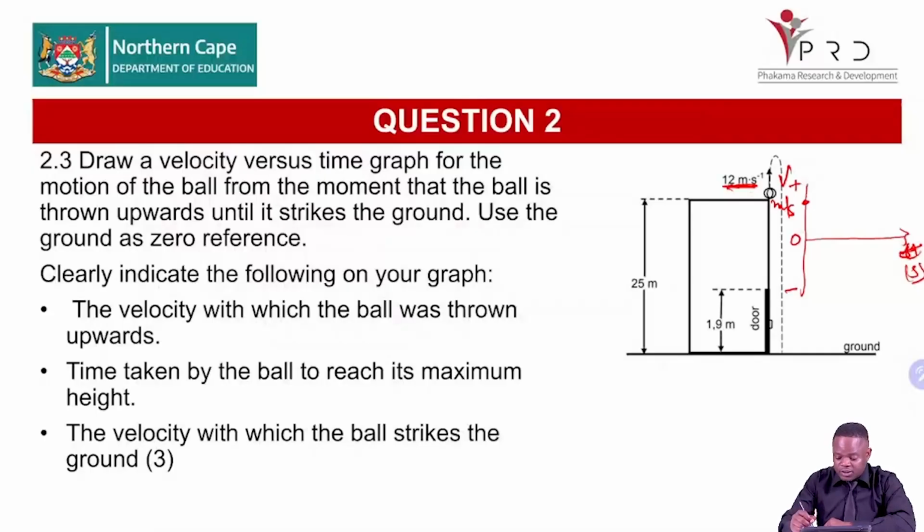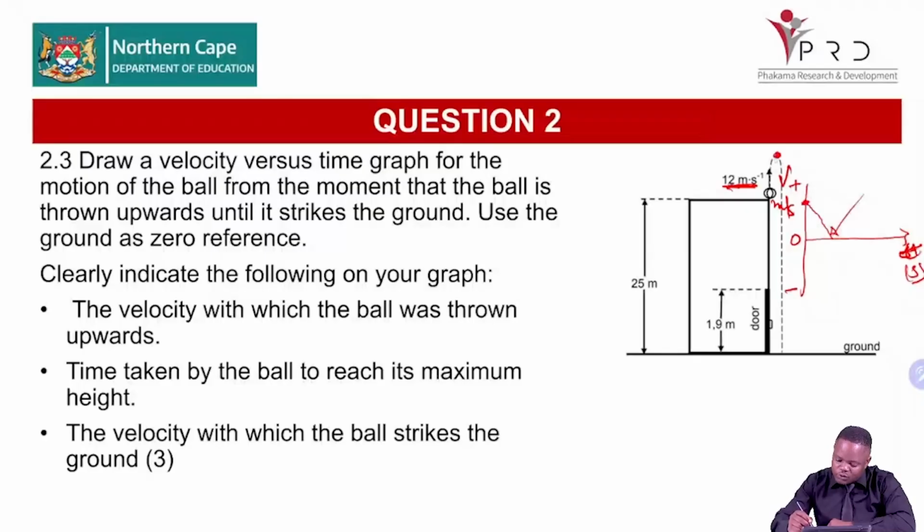As the ball is projected upwards, what did we say? The velocity decreases until it reaches 0, there, at the maximum height. And then the time taken for the ball to reach its maximum height, that is the time. You label it there. So first you're supposed to label the velocity with which the ball was thrown upwards, which is that one.